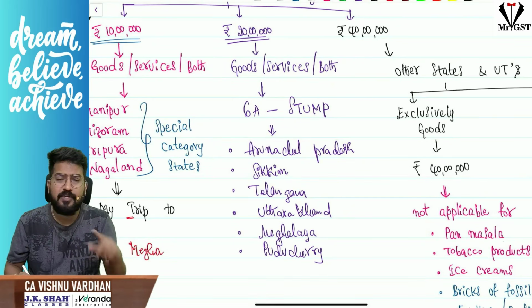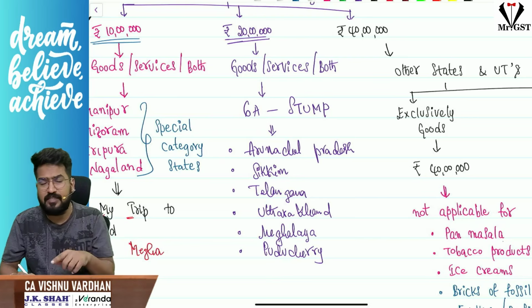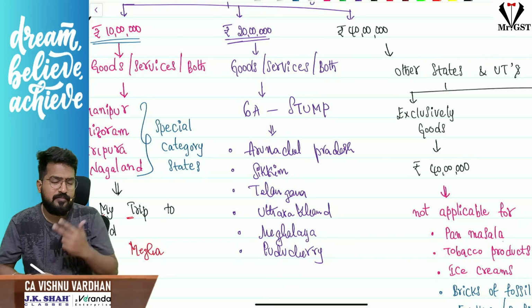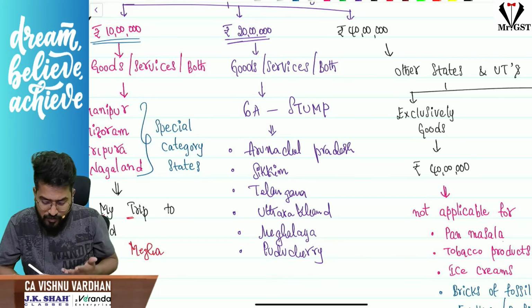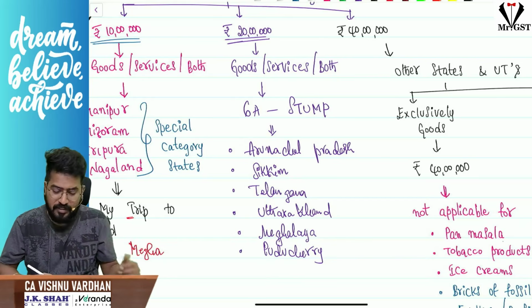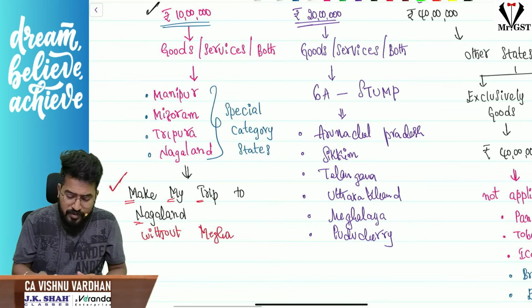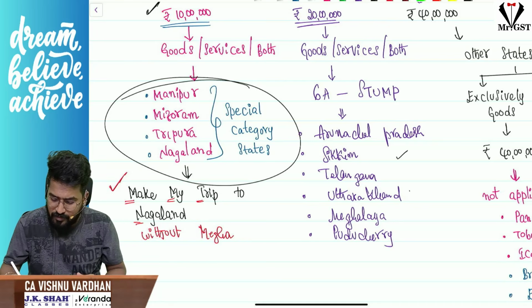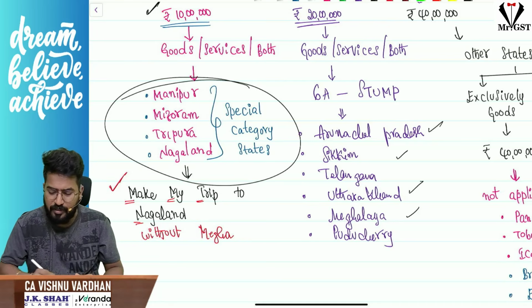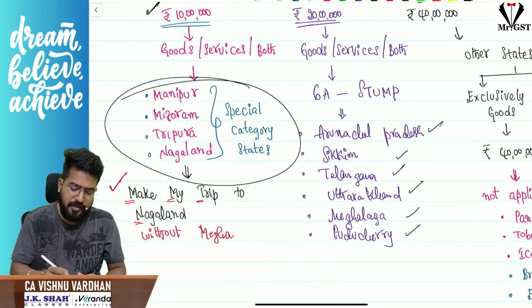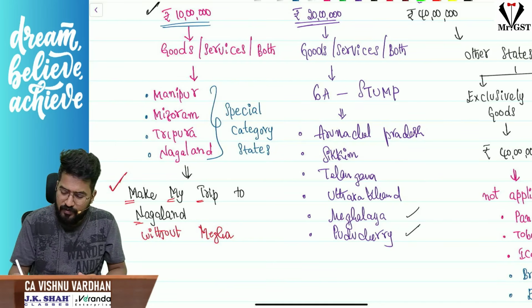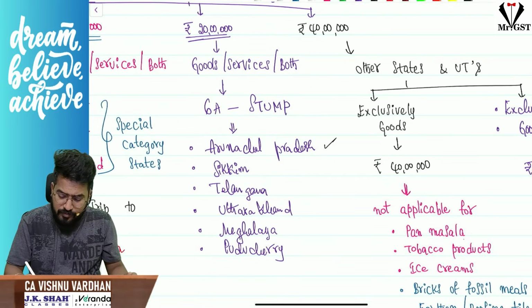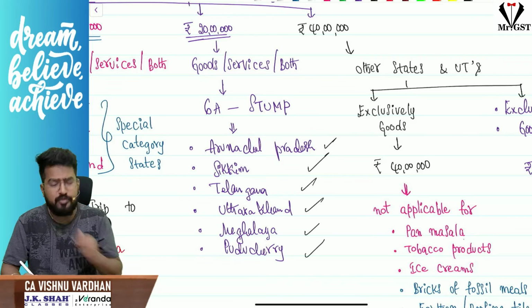So 6 a stump. Whatever 4 states are missing, Sikkim is missing, Uttarakhand is missing, next Meghalaya is missing, and Arunachal Pradesh was missing in part 1, correct? So here, whatever we have not taken, 4 states, Sikkim, Uttarakhand, Arunachal Pradesh, Meghalaya will come here, and Telangana, Puducherry will be added. Okay, so these 6 states. We know the code 6 a stump. In this part, Arunachal Pradesh, Sikkim, Telangana, Uttarakhand, Meghalaya, and Puducherry.